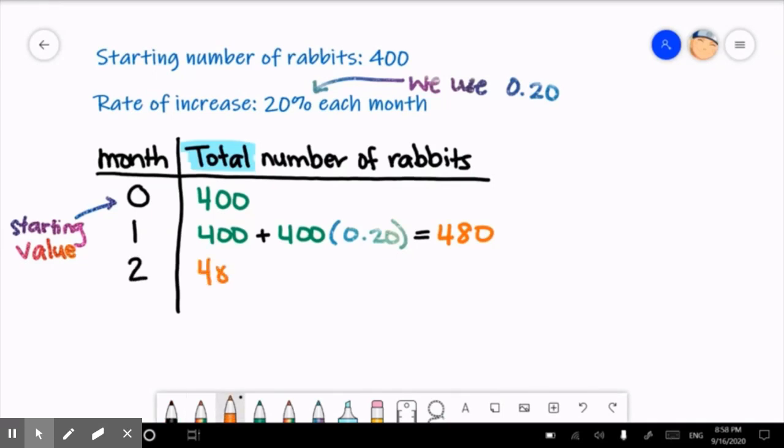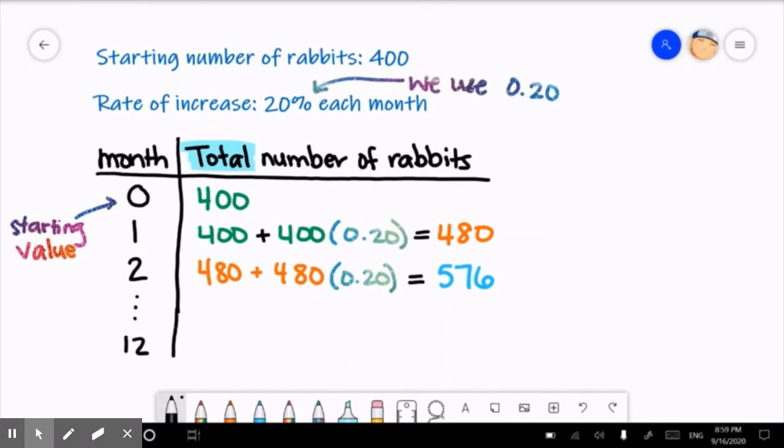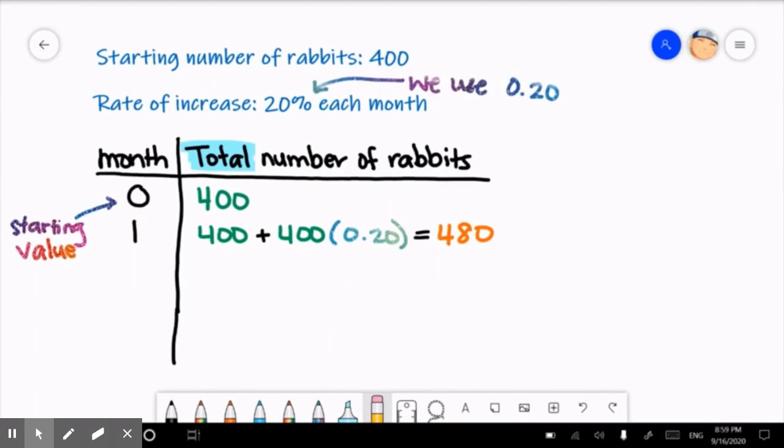Now let's look at 2 months. Again, I've got the 480 from the previous value, and 480 times 0.20 gives me that 20% of the population. And that's all great, but what happens when I have 12 months? It's kind of inconvenient to just keep going in this manner. So let's go back and look at this a different way.